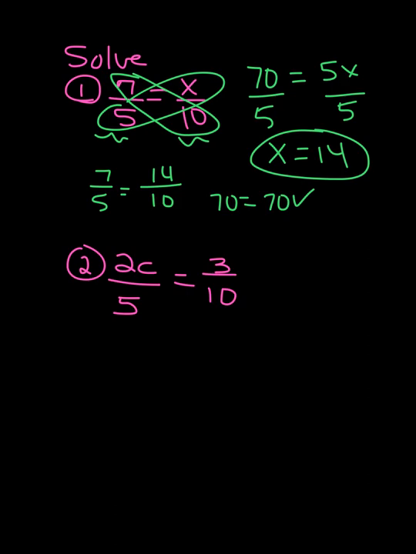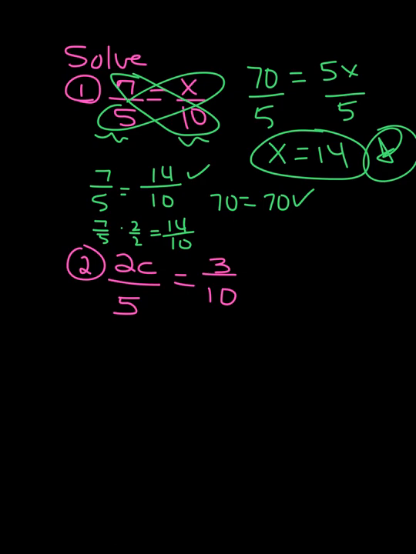Or I also can just visually take a look. I know 7 over 5, if I were to multiply top and bottom by 2, I get 14 over 10, which is what I have on the right side of that equation. So either way, I know that x is equal to 14 is a correct answer.